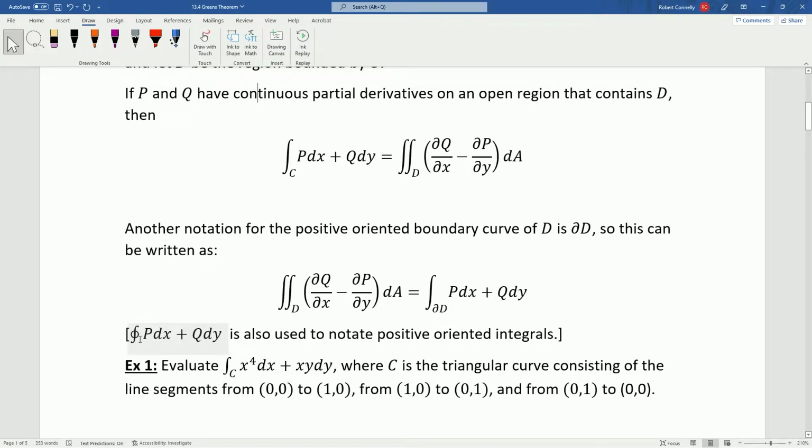Another thing to look out for is that this version of the integral symbol, where you have a little circle through the middle of the integral, is just a special notation to specify that your integral is oriented in a positive direction. So it still just means a line integral, but this specifies that it's oriented in the positive direction.